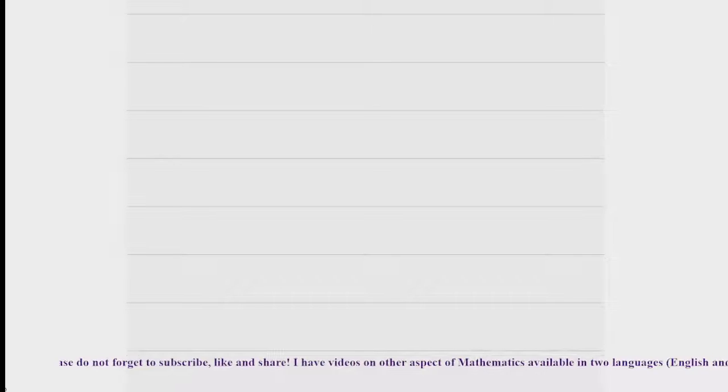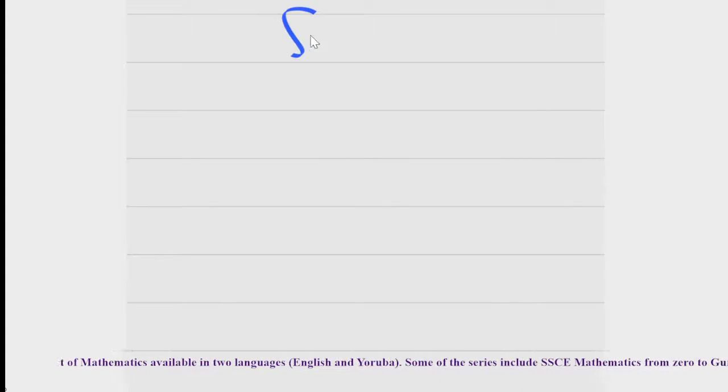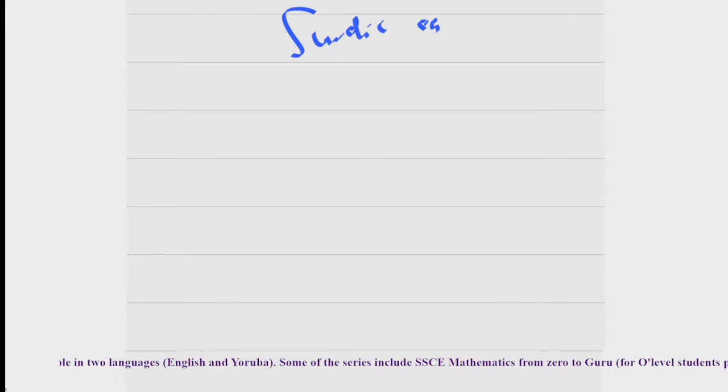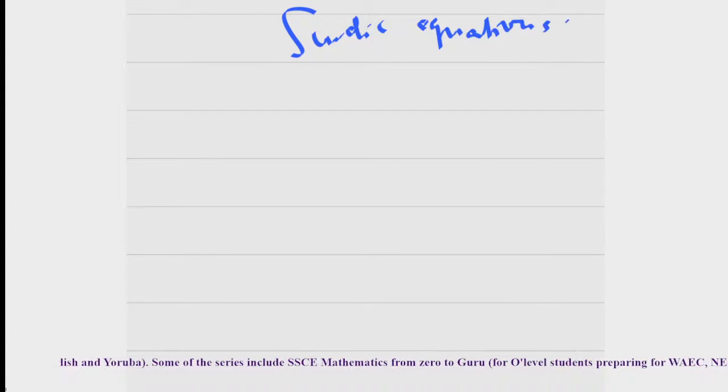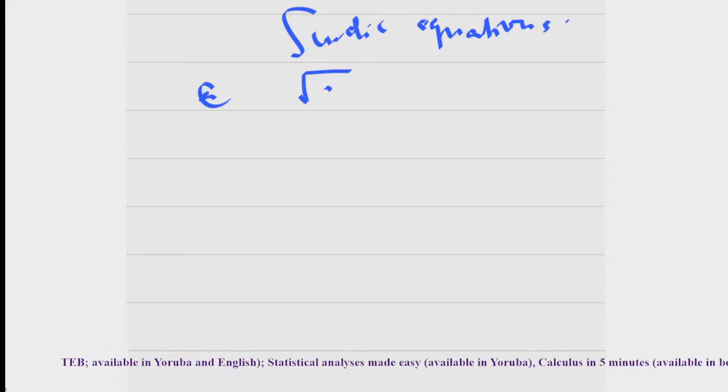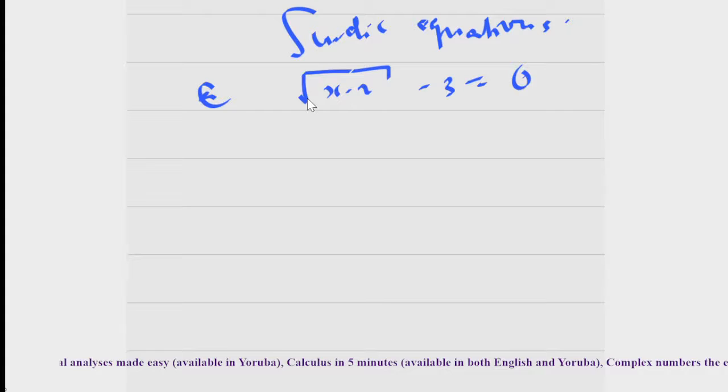So, what do I mean by surd equations? A surd equation is an equation involving a surd. When you have an equation in the form of a radical and you want to find the value of the unknown, then you have a surd equation. For example, let's say I have this kind of equation: root of x minus 2, minus 3 is equal to 0. You will see that this is a surd equation.